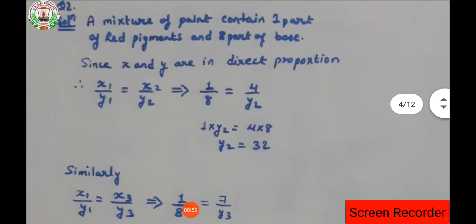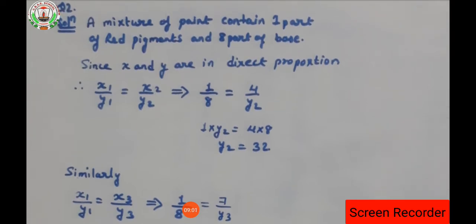In question number 2, it is talking about pigments and base, isn't it? We are going to prepare a mixture with the help of a red pigment and 8 parts of a base, and then paint something. So here we have a mixture of paint containing 1 part of red pigment and 8 parts of base. This is already said in the question, and it is also said that x and y are in direct proportion.